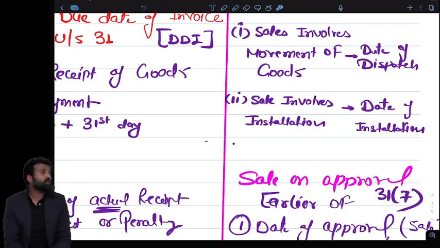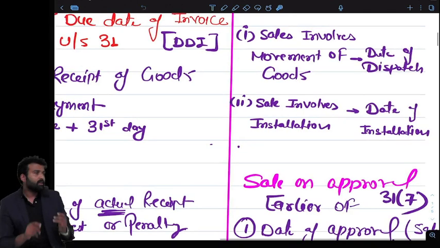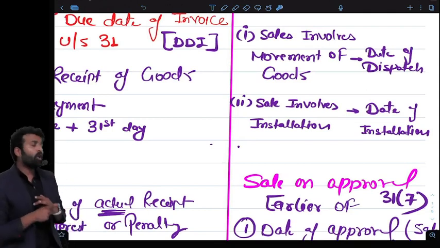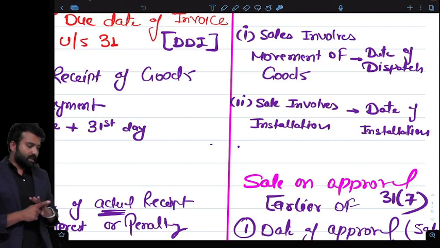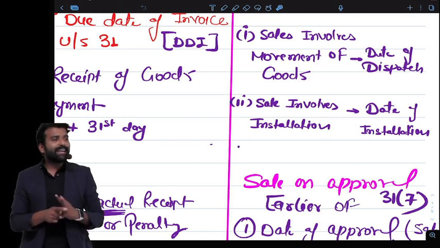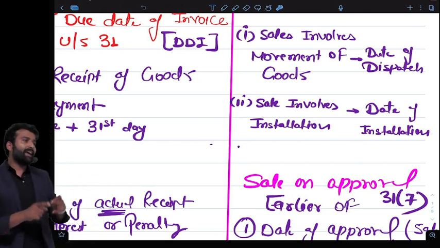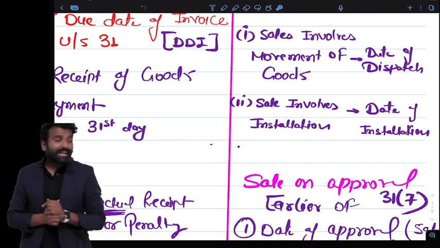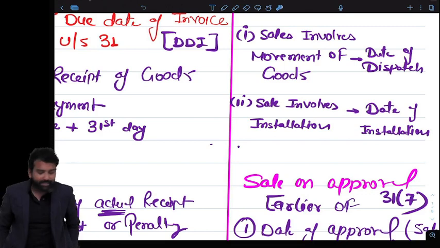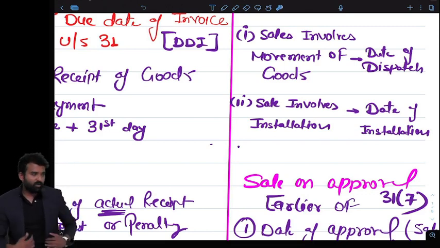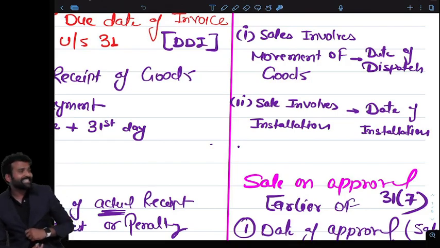We are right now talking about goods. Later we will discuss services, but right now we are talking about goods. So in case of goods, the date of dispatch or date of installation is the due date. So if I am issuing the invoice before that date, then the date of invoice is the time of supply. If I am issuing the invoice after this date, then the due date of invoice will be the time of supply. It is for goods right now. We are discussing section 12. For services, we will be discussing section 13.